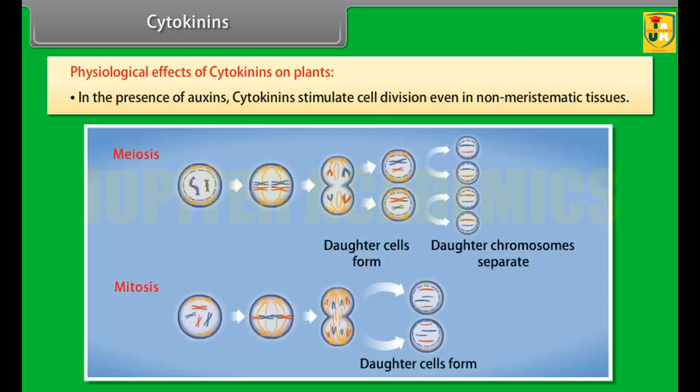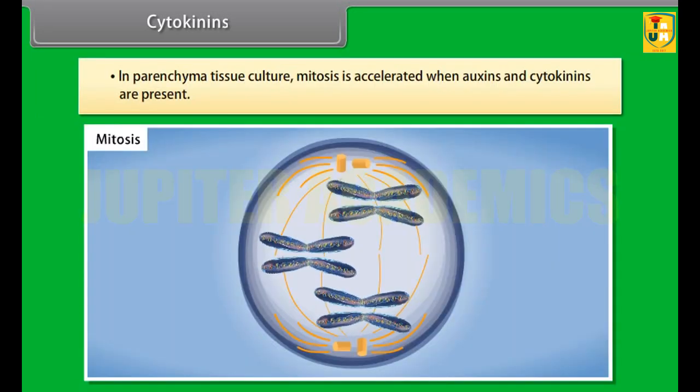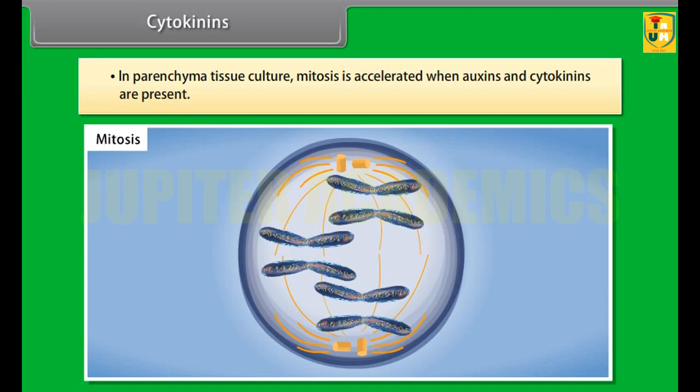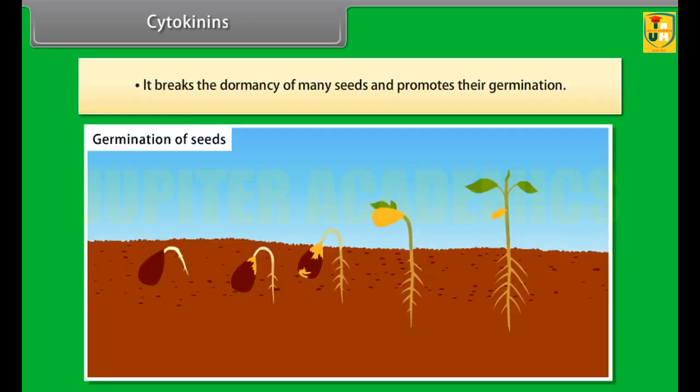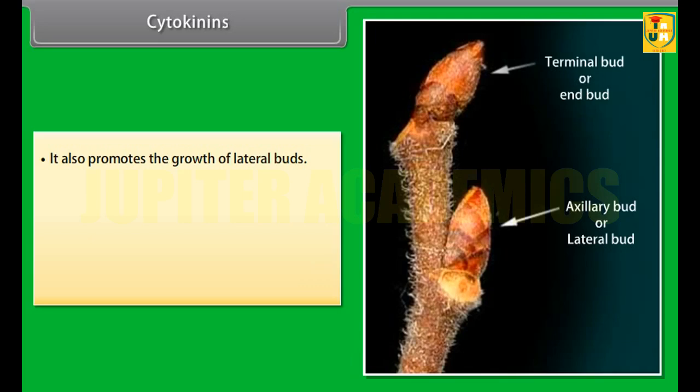In the presence of auxins, cytokinin stimulates cell division even in non-meristematic tissues. In parenchyma tissue culture, mitosis is accelerated when auxins and cytokinins are present. It breaks the dormancy of many seeds and promotes their germination. It also promotes the growth of lateral buds.